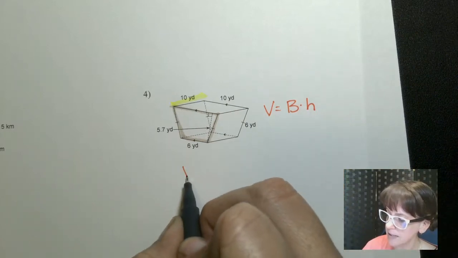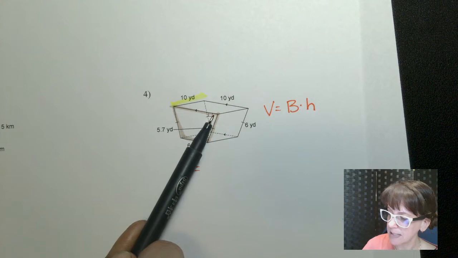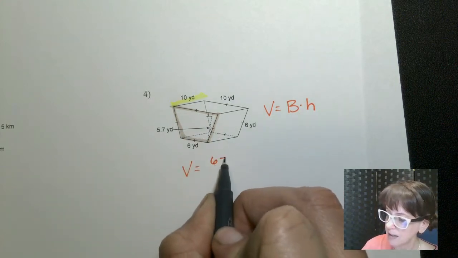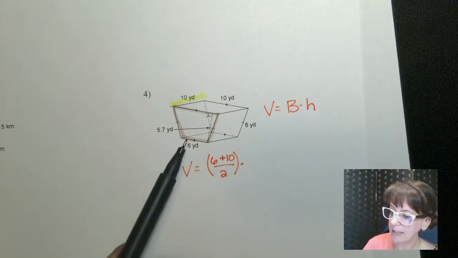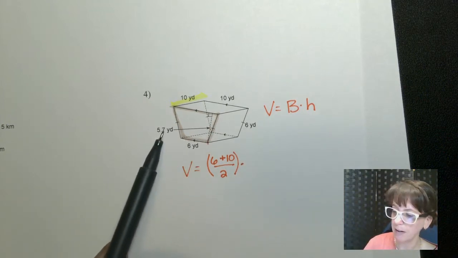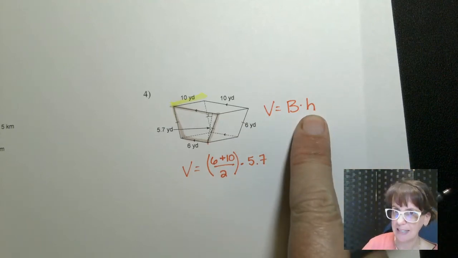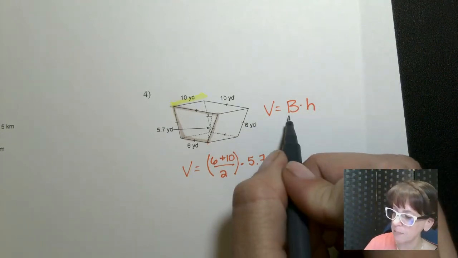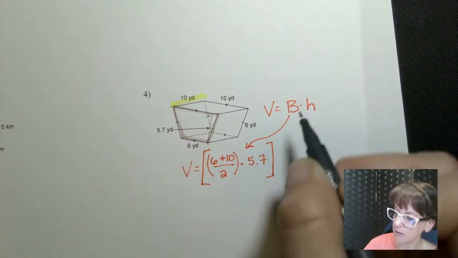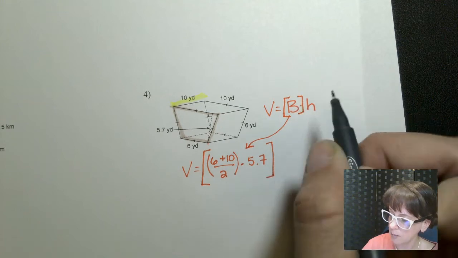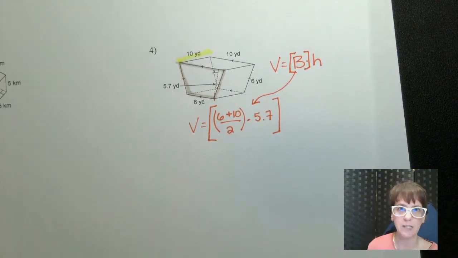So in this case, we're going to say the volume is base 1 is 6, and then up here is 10. So 6 plus 10 divided by 2. Multiply that by the height of the trapezoid itself, which is 5.7. Don't get confused with this height here because I'm still just trying to find the base. This is all just the base information, right? So I'm finding the area of the base. If it helps, you can draw a trapezoid out so that you feel, okay, I'm finding the area of this.